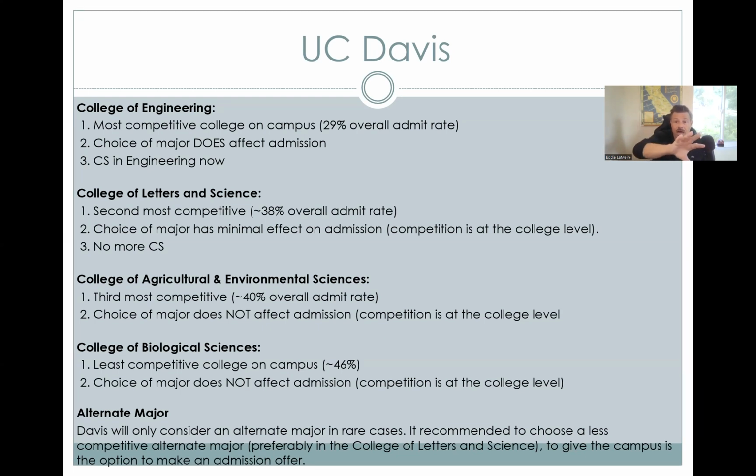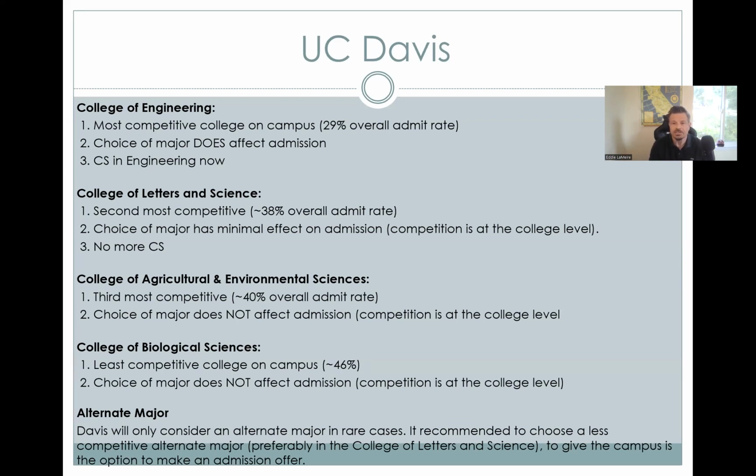Now that they've moved it and consolidated it under engineering, the only way to declare it is through engineering, the most competitive college on campus. Choice of major does affect admission for engineering. It throws everything off. So now computer science is a capped major. And to make things worse, Davis doesn't largely consider the alternate major. This alternate major thing, I think I stole it directly from Davis, but that's a lie. It's super rare cases.